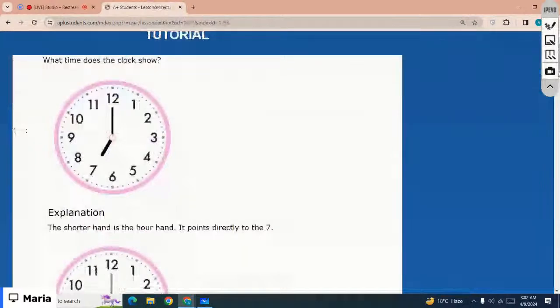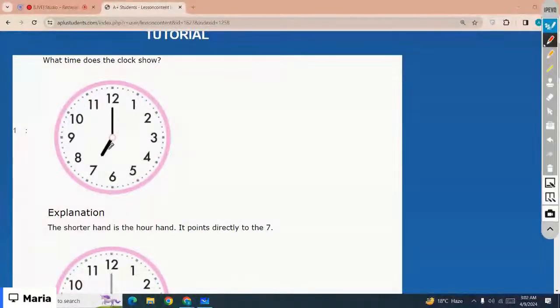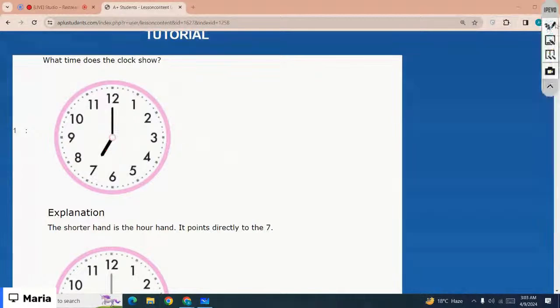So you can see the clock has two hands, right? The shorter one represents the hour and the longer one represents the minutes. The shorter one points directly to 7, right? And the longer one points directly to 12, right? That means that's exactly 7 o'clock.